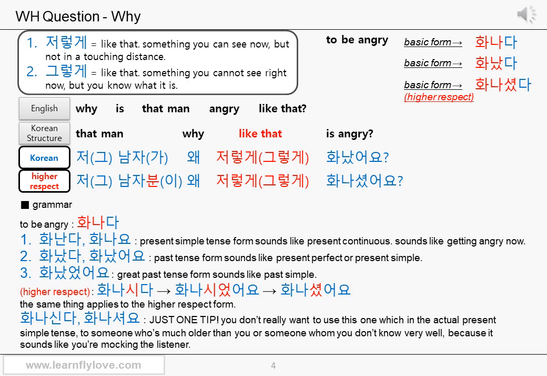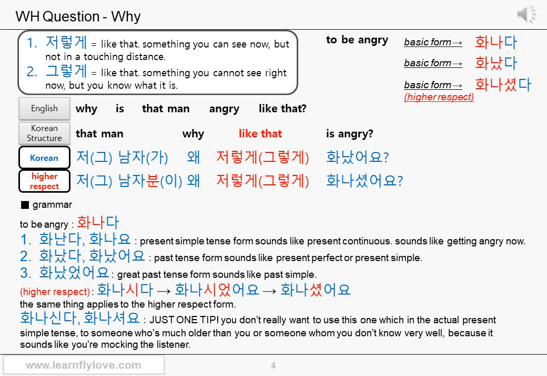Okay, let's see how to make a higher respect form then. The actual basic form of the higher respect form in Korean is 화나시다. 화나시다. We simply add the 시 sound to the actual basic form 화나다. Making past tense to indicate the present tense applies to the higher respect form as well. You have to turn 화나시다 into the past form to mean present simple tense and turn it into the great past tense form to mean the past tense.